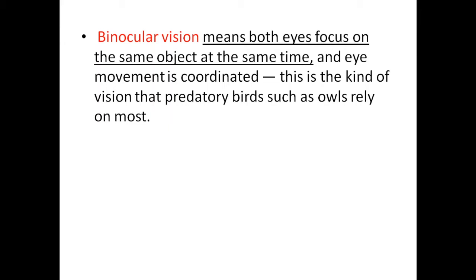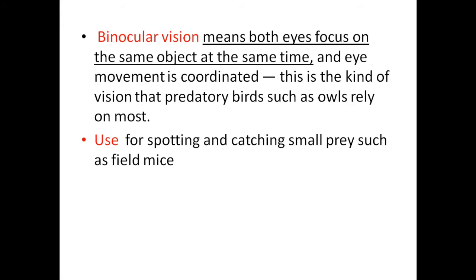The eyeballs move in a coordinated way. Eye movement is coordinated. Once we move to the left side, both eyeballs move to the left side. When we move to the right side, both eyeballs move to the right side. Is that right, children? Correct. So that means binocular vision.